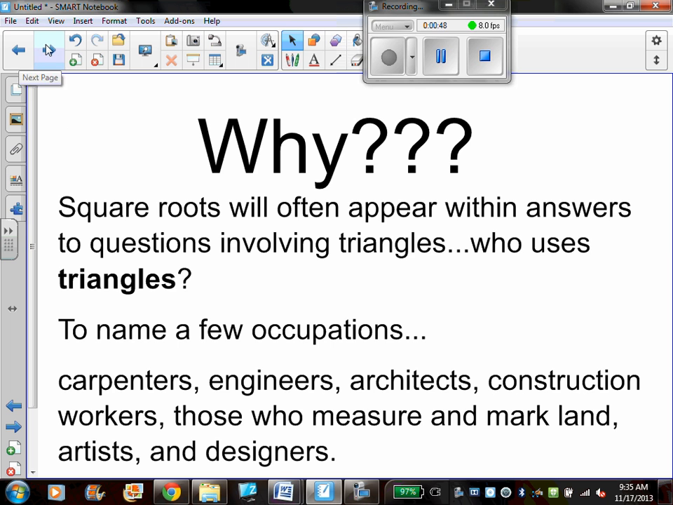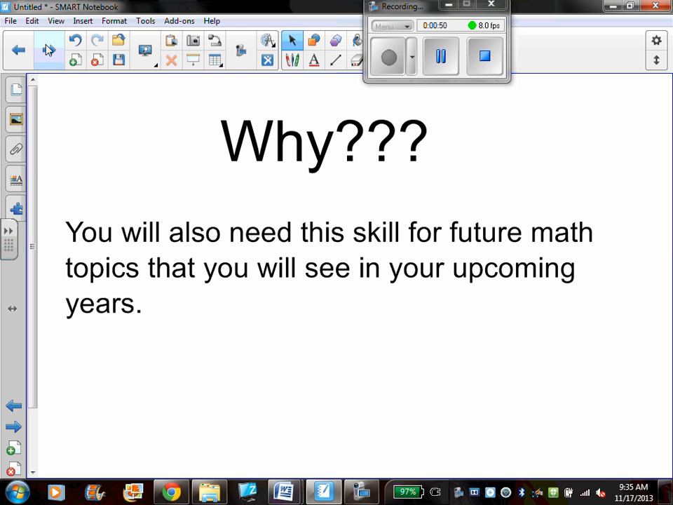Now, why are you going to need to know this? Well, even if you don't decide to go into any of those fields, this is a skill that you're going to need for your future math courses, things that you're going to use for later. So here we go. First part's going to be review. Second part, I don't know if you've seen before, and if you have, never hurts to review it anyway.